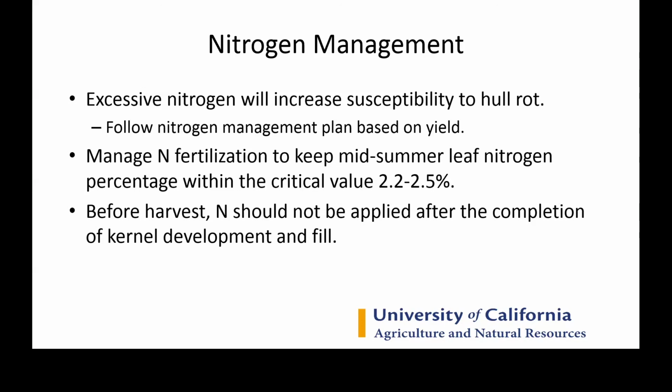It has been reported before that sometimes your leaf analysis shows normal nitrogen, between 2.2 and 2.5%. However, you can still sometimes get hull rot. So the leaf analysis value will not always correlate with hull rot, because sometimes there are other factors going into that besides the nitrogen.